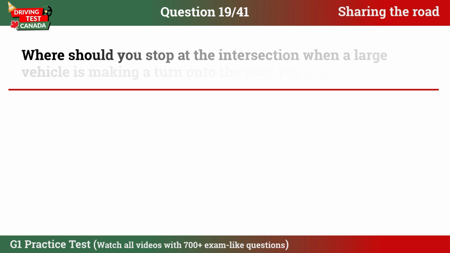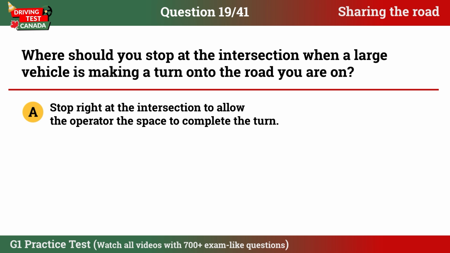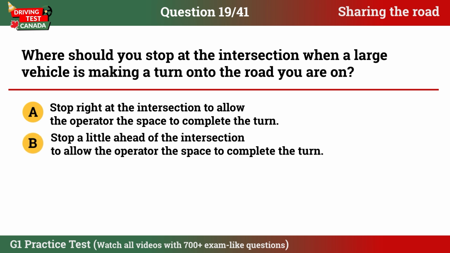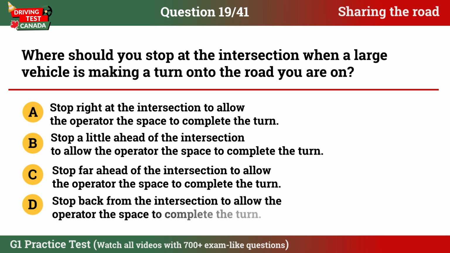Question 19. Where should you stop at the intersection when a large vehicle is making a turn onto the road you are on? A. Stop right at the intersection to allow the operator the space to complete the turn. B. Stop a little ahead of the intersection to allow the operator the space to complete the turn. C. Stop far ahead of the intersection to allow the operator the space to complete the turn. D. Stop back from the intersection to allow the operator the space to complete the turn.